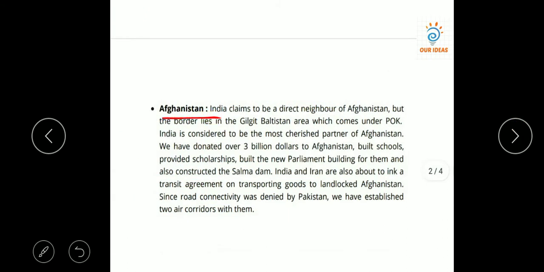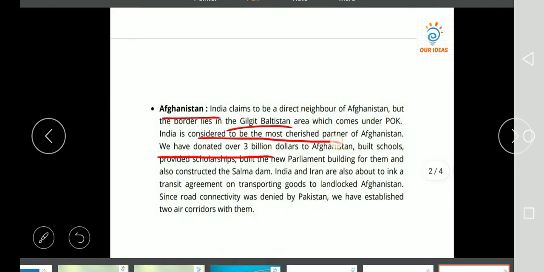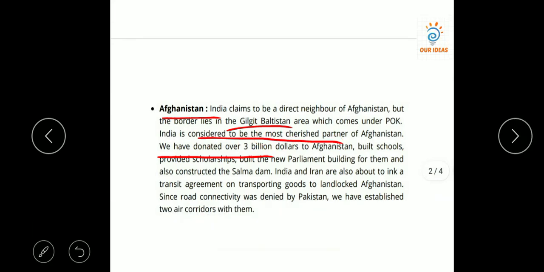Next is Afghanistan. India claims to be a direct neighbor of Afghanistan, but the border lies in the Gilgit-Baltistan area, which comes under POK. India is Afghanistan's most cherished partner. There are many projects like the Salma Dam, schools, scholarships, and the parliament, many projects of India in Afghanistan.